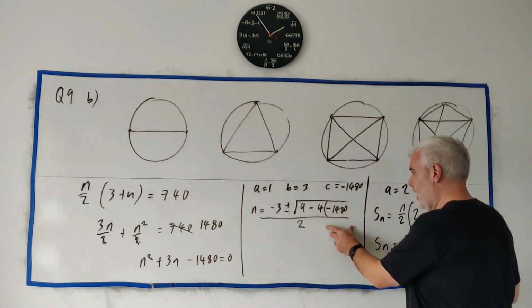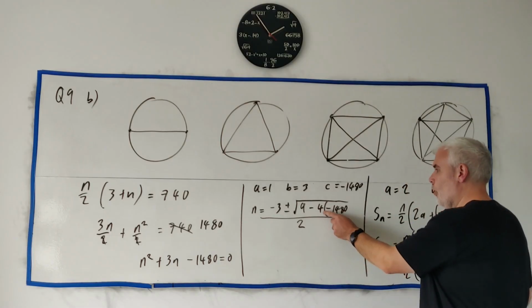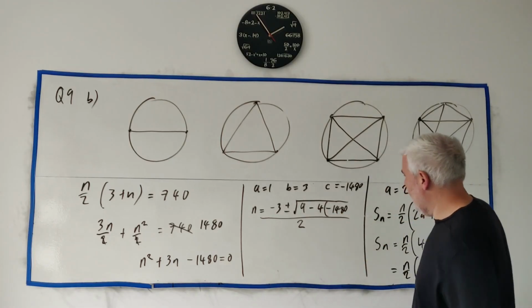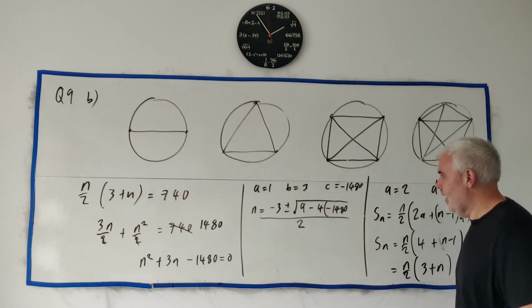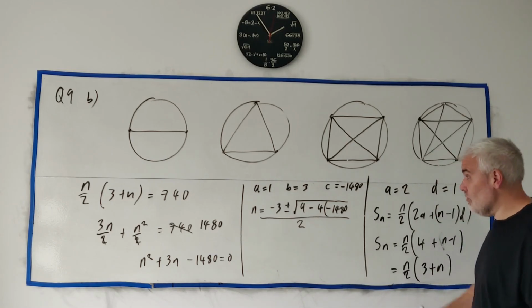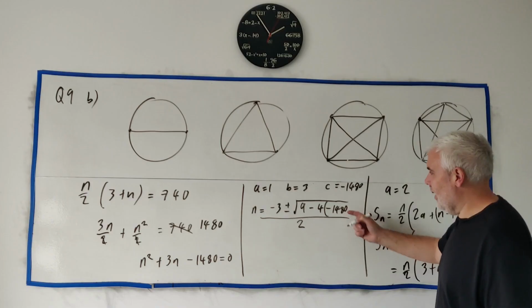You put this in on a calculator. I don't have it written in my notes, but 4 multiplied by this on a calculator would be around, I guess, 5,920. It's not actually that hard to do.